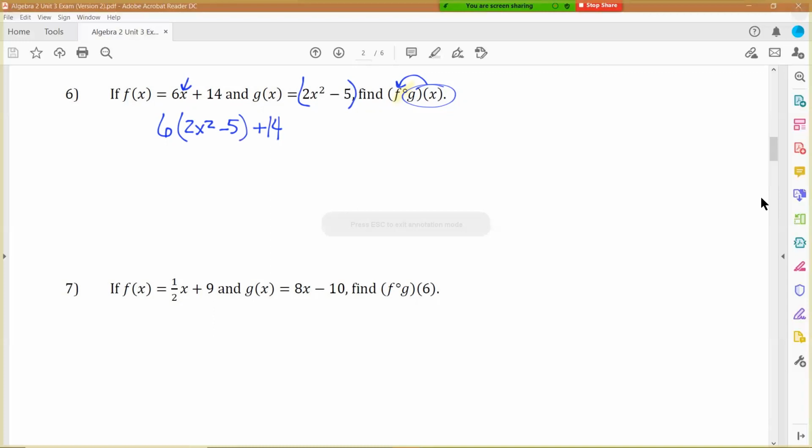What do I need to do to simplify this? Absolutely, distribute the 6 into the parentheses. So 6 times 2x squared is 12x squared. And 6 times -5 is -30. Bring the plus 14 down. Is this the one we're trying to get the x by itself? We just want to simplify as much as possible. So then all I need to do to simplify the rest of it, combine like terms. So 12x squared minus 16, final answer.